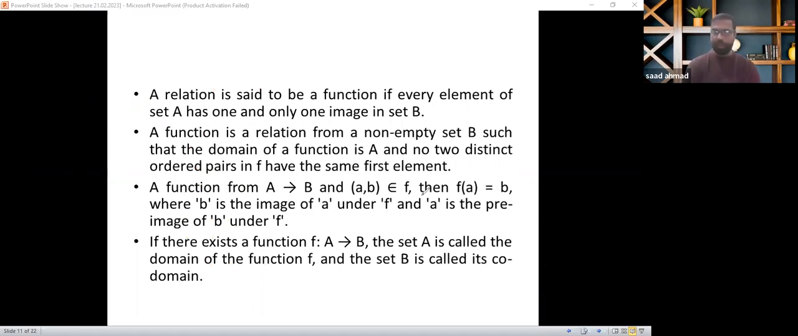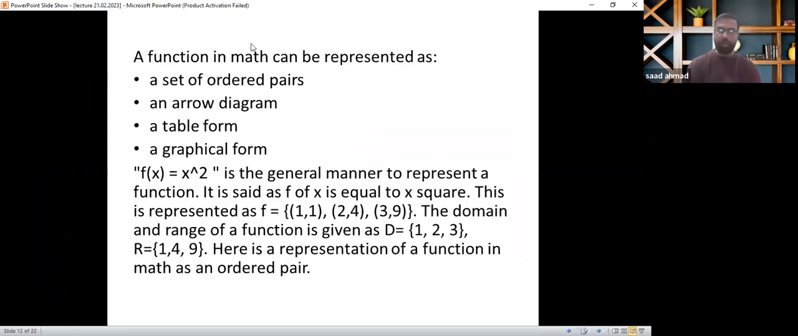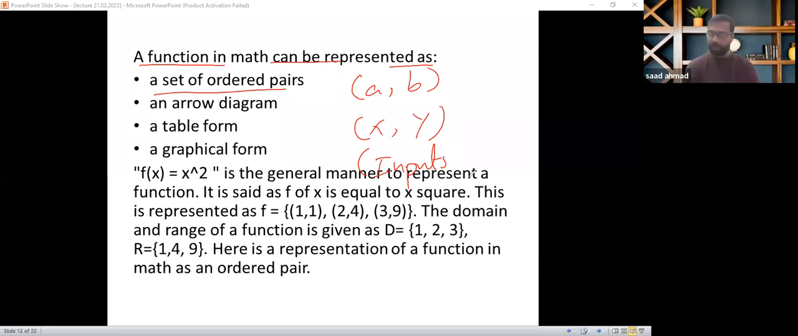So the function from A to B, this is just everything that I explained here. They are telling us that a function in maths can be represented as a set of ordered pairs like (a, b) or (x, y). The x are the inputs and the y are the outputs. We can write the function in arrow form from A to B. That's the arrow diagram. We can use the table like before.